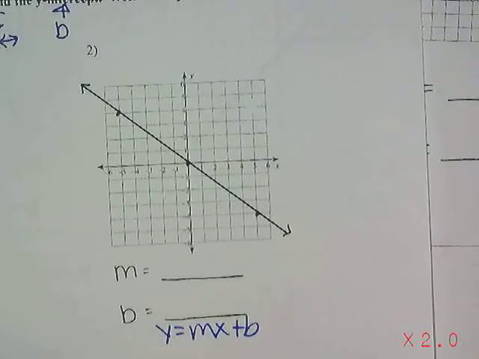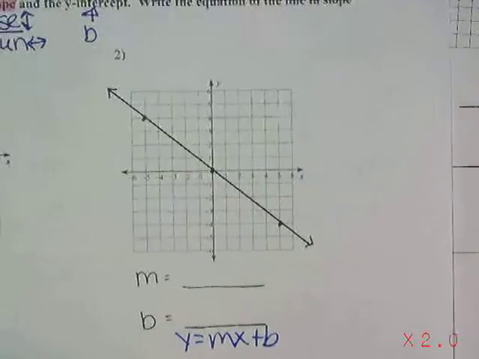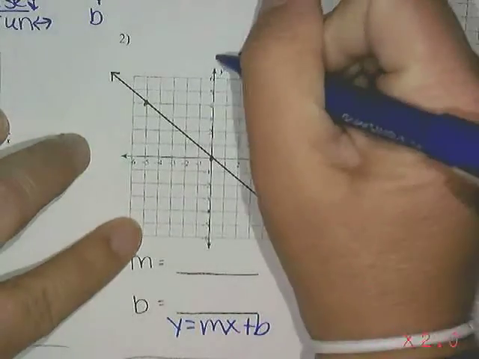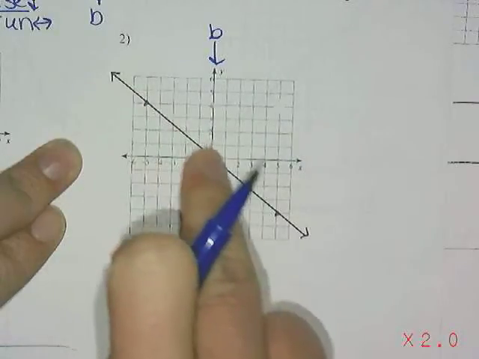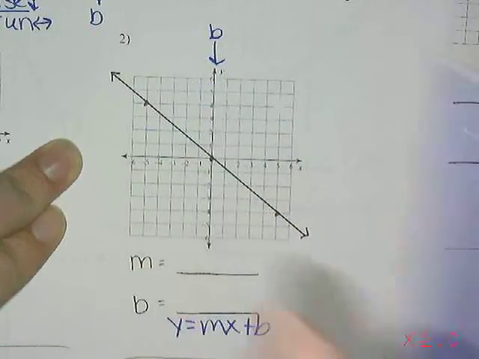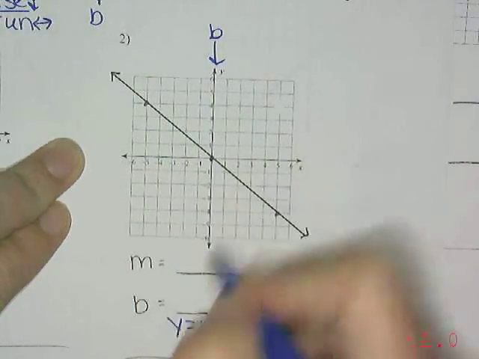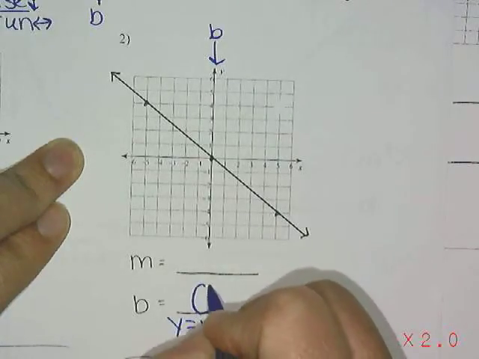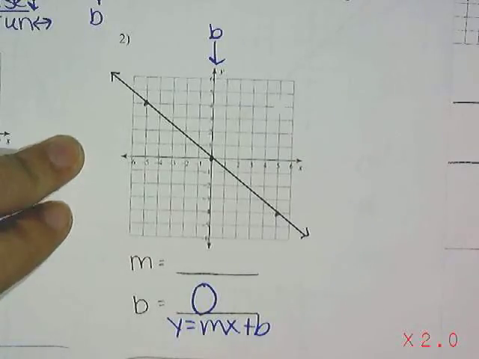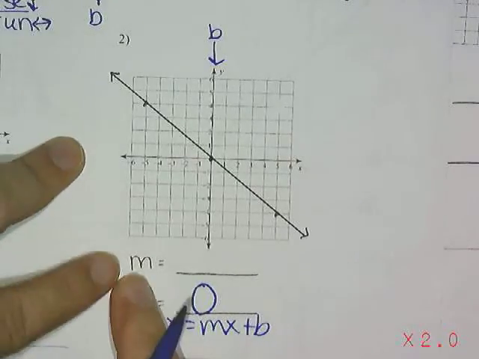Number 2. I can't help but notice real quick my y-intercept, which is my b. Where does this line cross the y-axis? It crosses at the origin, which is at 0, 0. And it crosses the y part at the 0. Then I can find out what the slope is.